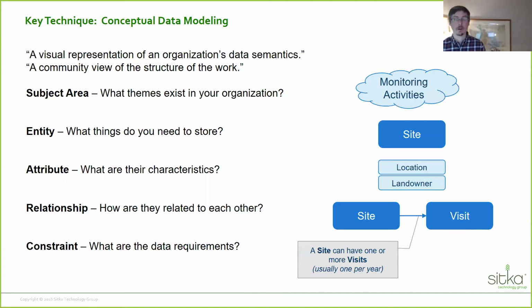Relationships, how are they related to each other? This is where you start to draw lines between them. So a site has visits, possibly one per year, and then you can start to define constraints. What are the data requirements? So this starts to solidify the relationships and what's required in the attributes when you are filling out one of these entities. So this is a tool that we use.